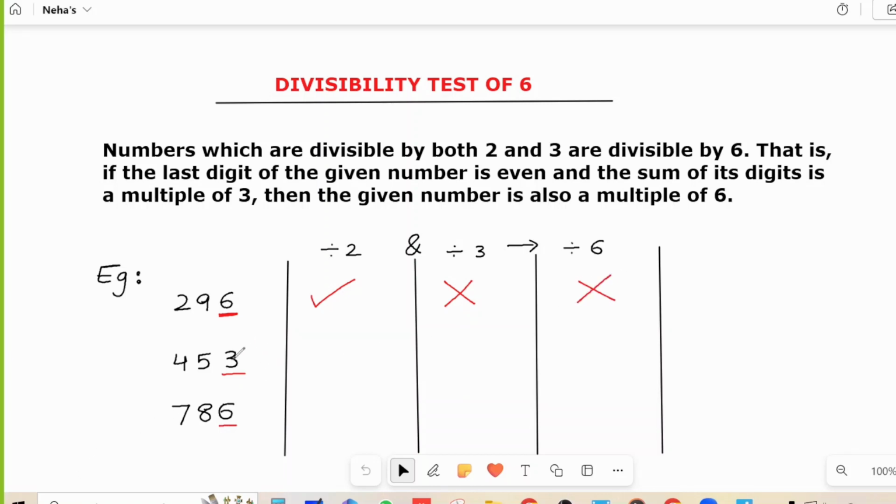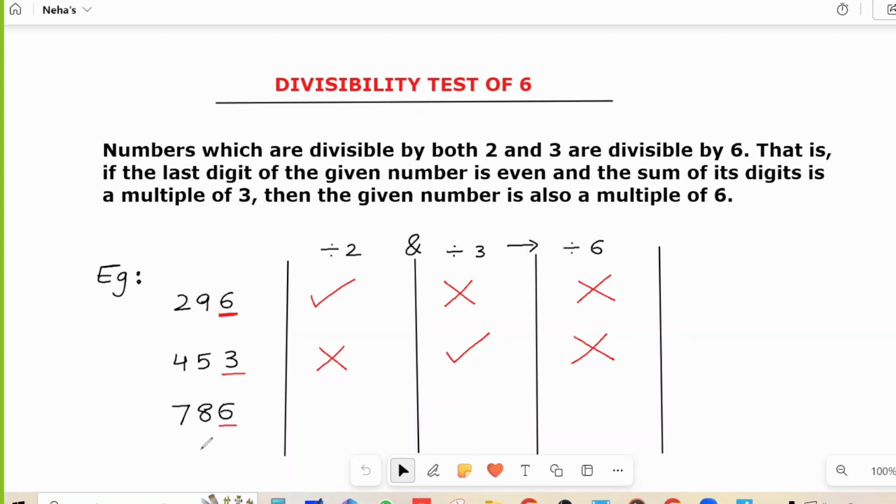Let us check with the next one. Here the last digit is 3, which is an odd number. That means it is not divisible by 2. The sum of the digits here, that is 4 plus 5 plus 3, is equal to 12, which is divisible by 3. But as the number is not divisible both by 2 and 3, it cannot be divided by the number 6.